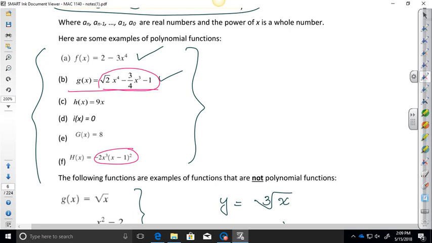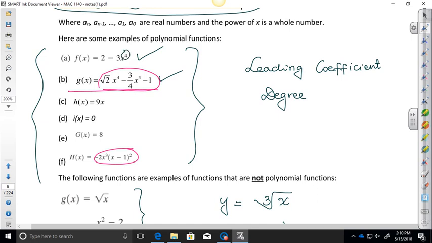Okay, once you recognize a polynomial function, let's talk about how to find two things. Those are the leading coefficient and the degree. So you have to identify the leading coefficient and degree of a polynomial function. What's the degree? Degree is the highest exponent of x.